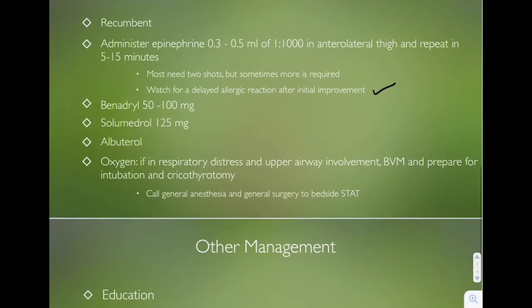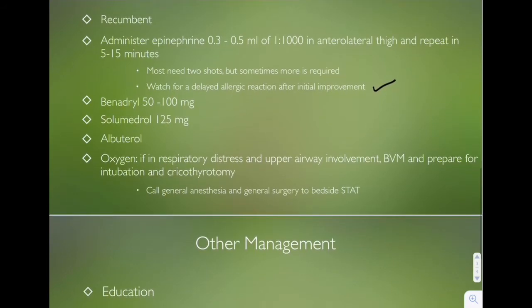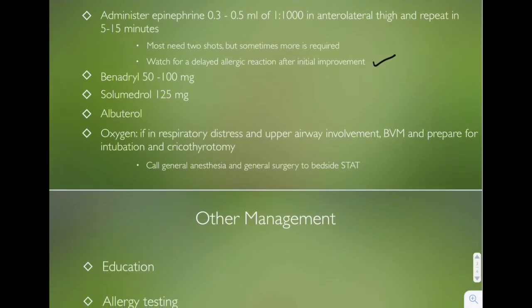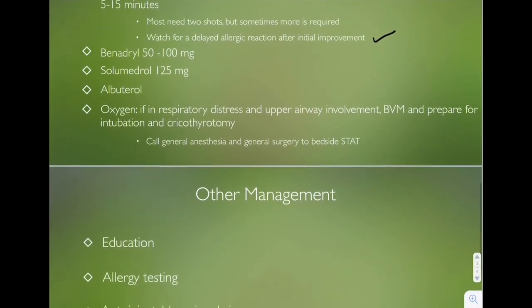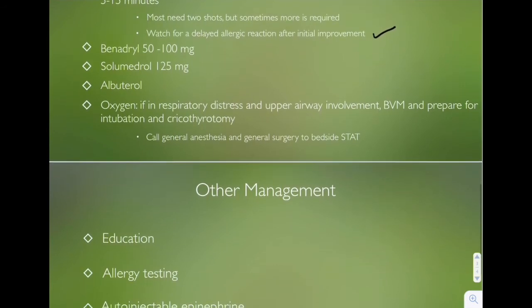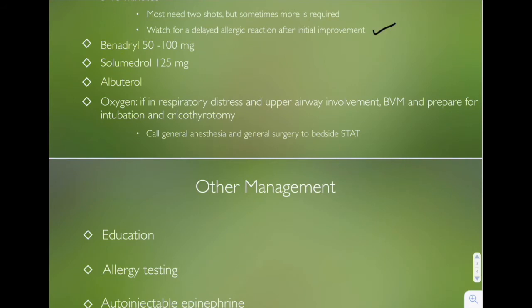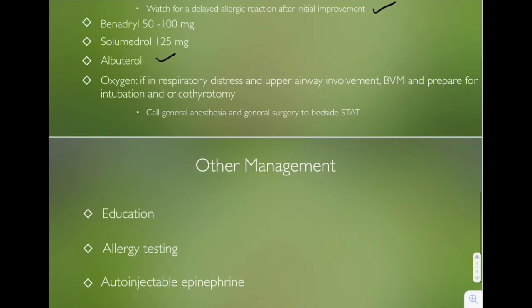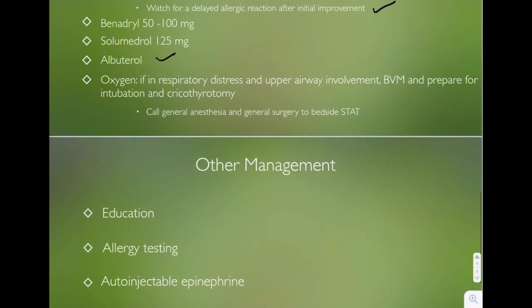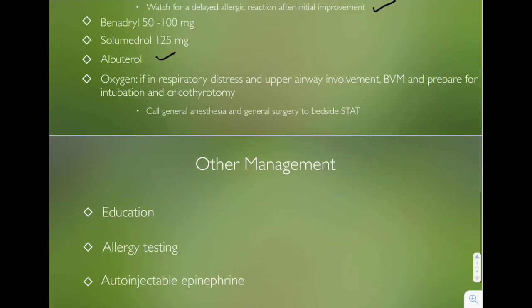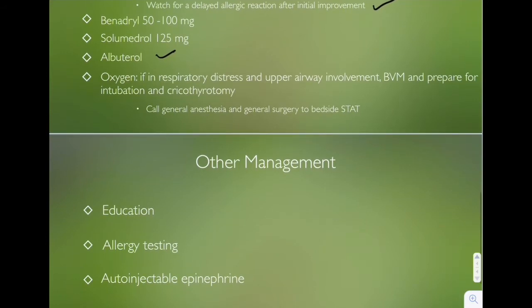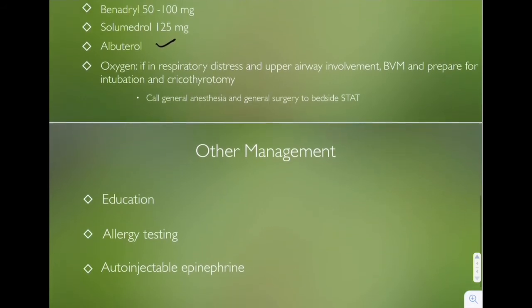Other medications that should be given should be Benadryl 50 to 100 milligrams IV, Solu-Medrol 125 milligrams IV, and albuterol per nebulizer. Albuterol can be given as many times as necessary. Sometimes racemic epinephrine is used, and that should be considered as well. Oxygen, of course, is mandatory in this particular case because the patient was hypoxemic and in respiratory distress. She was already being bag valve masked, and really in this case, if she did not rebound quickly with epinephrine, preparation should be made for intubation and cricothyrotomy.